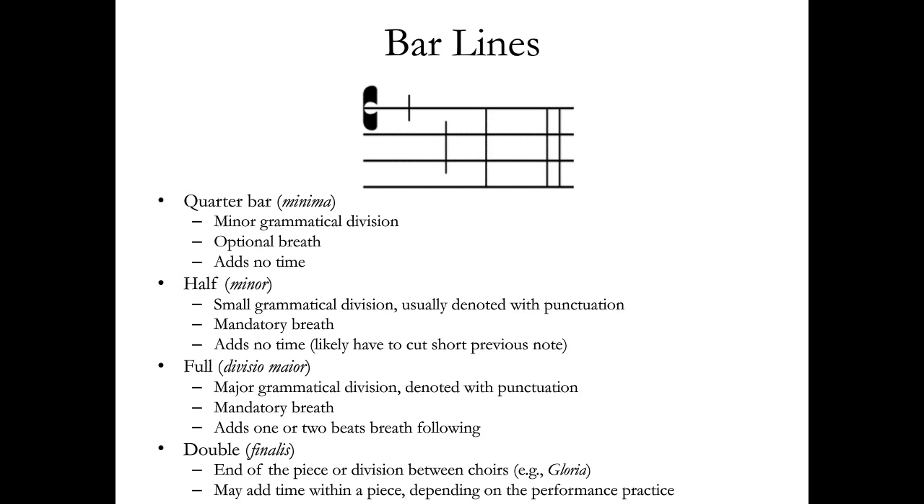If you would like them to sing through, especially if you have a larger group and they can just stagger breathe, you can have them sing through it together and only breathe together at the mandatory breaths. You also have a half bar line where you breathe, but you don't add time. A full bar line, also you breathe, but you do add time. And then a double bar line usually indicates the end of a piece, or if you have a multi-sectional piece, for example, a Gloria, it can alternate between groups of performers at that double bar line.